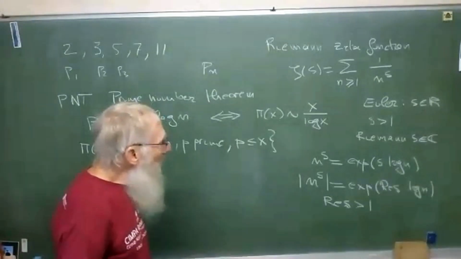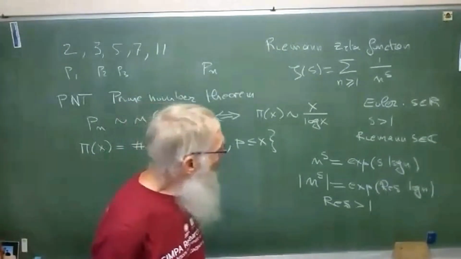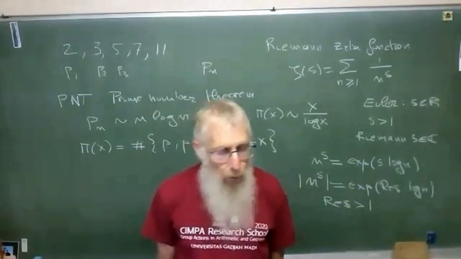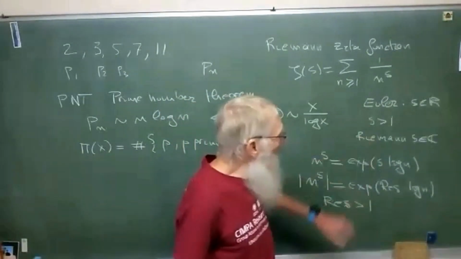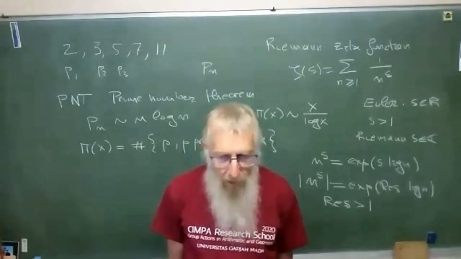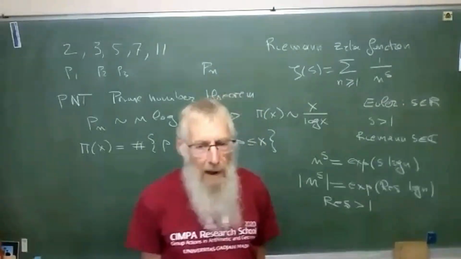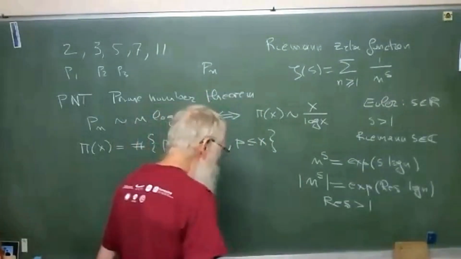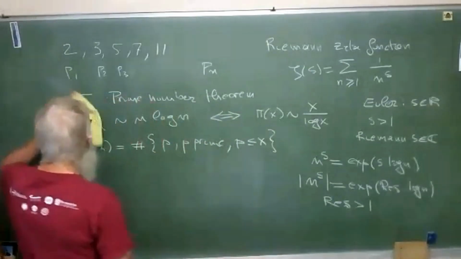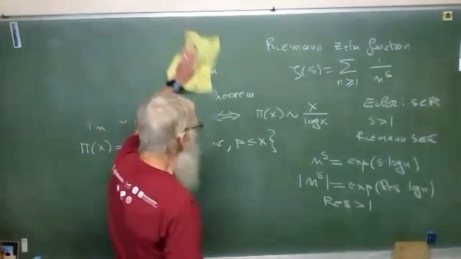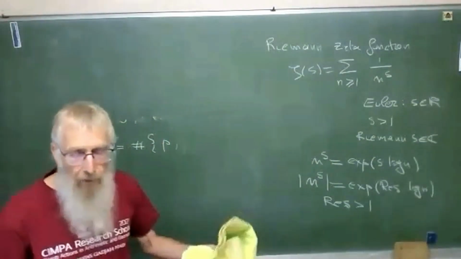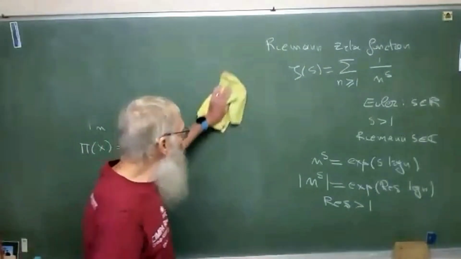So what was the first result of Euler on this Riemann zeta function? Say s greater than 1, a real number. The first result is the so-called Euler product formula. And the Euler product formula is the following. And this Euler product formula explains why this zeta function is very useful to study prime numbers.